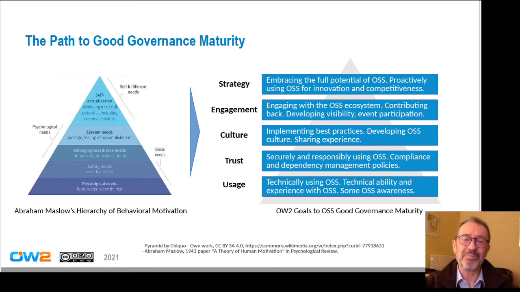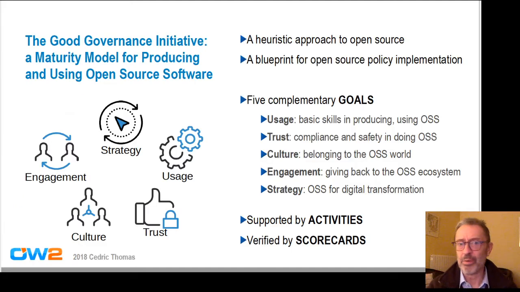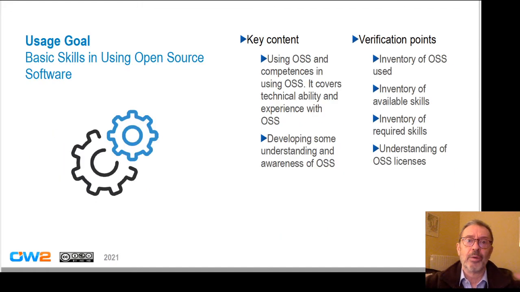So we reused this to build a maturity model for open source usage, open source governance, with 5 key goals. One goal being the usage goal, the basic one, then the trust goal, then the culture goal, then the engagement goal, and then the strategy goal. These goals are contributed to or supported by what we call activities, and these activities are described and monitored by what we call scorecards.